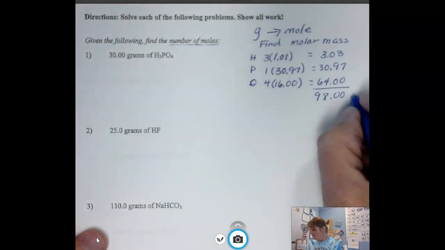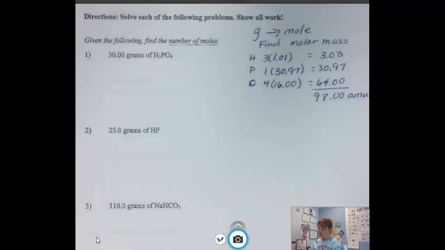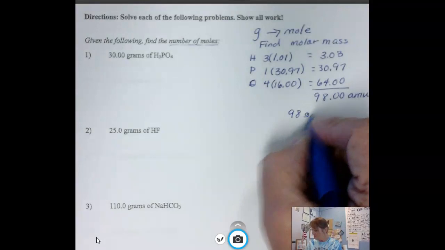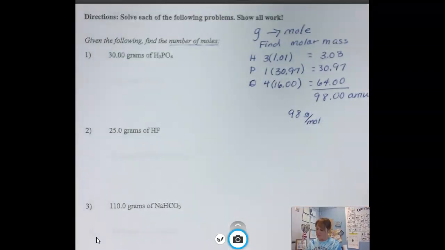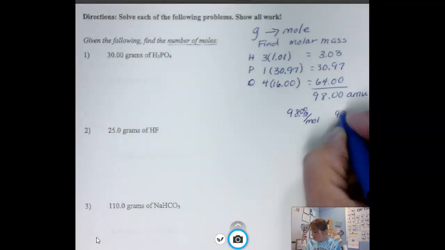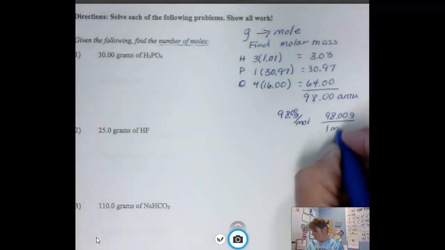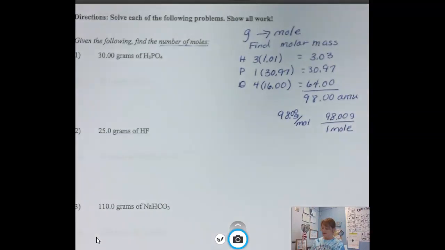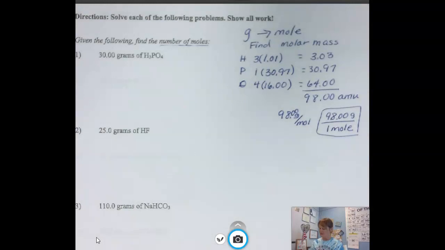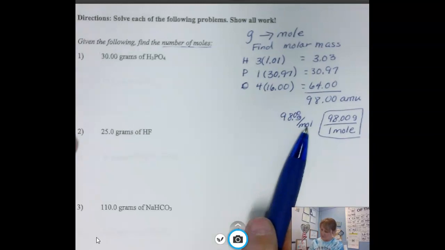Now, again, you can label this as atomic mass units, but our preference from pretty much here on out is to label it 98 grams per mole, or when we put it in our conversions, 98 grams per 1 mole. Okay, so this is where you're probably going to want to write it the most because we'll be using unit conversion. If it's just a label, just grams per mole that way. Okay, so let's come up to our problem here.